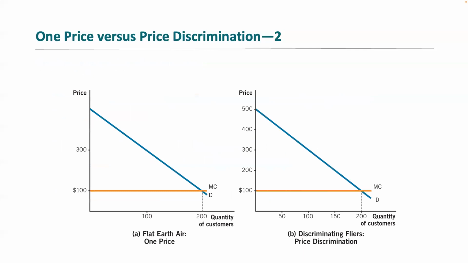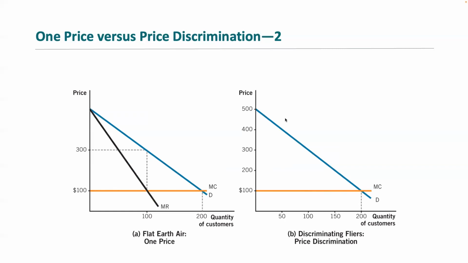So graphically looking at one price versus price discrimination, we're supposing in this case that there are two monopoly airlines. We have Flat Earth Air, who charges only one price, and Discriminating Flyers, who will charge its passengers two different prices. So Flat Earth Air is going to be graph A over on the left, and we're trying to figure out how we're going to have the profit-maximizing output and price.